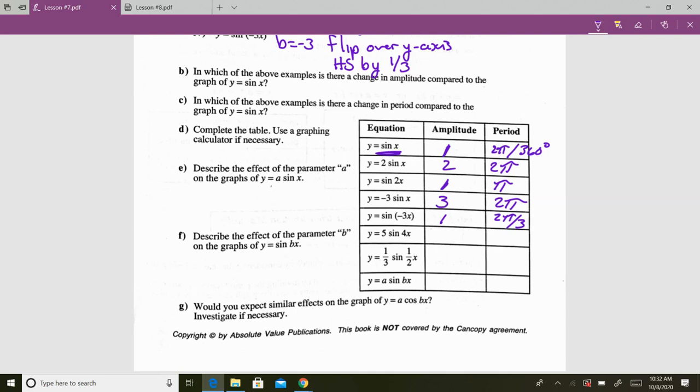So tell me the amplitude and the period for this guy. 5 sine 4x. 5 is the amplitude. That's right. What's the period? 2 pi over 4, which would reduce to pi over 2, or 90 degrees. All right, and last one. I'll let you do that one.